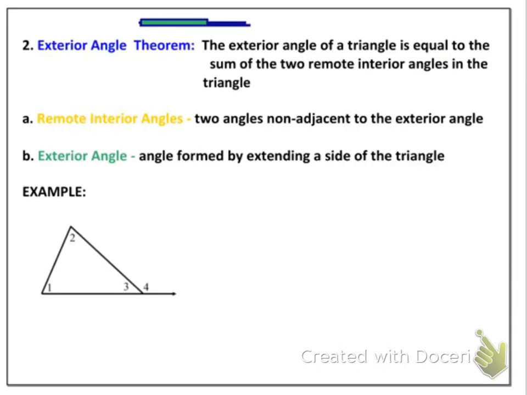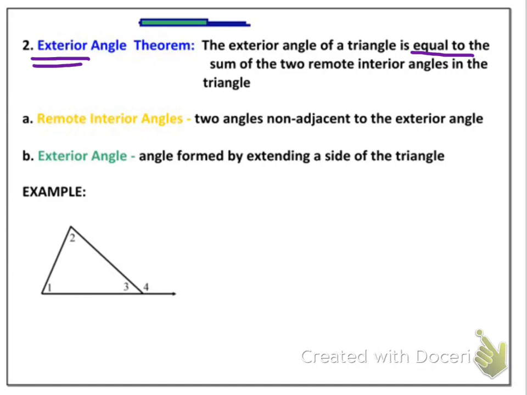The next theorem I want to address is called the exterior angle theorem. Exterior means outside. So the exterior angle of a triangle is equal to the sum of the 2 remote interior angles in the triangle. And there's 2 more sub-definitions because we have to know what remote interior angles are. Those are 2 angles non-adjacent to the exterior angle. And the exterior angle is the angle formed by extending a side of a triangle.